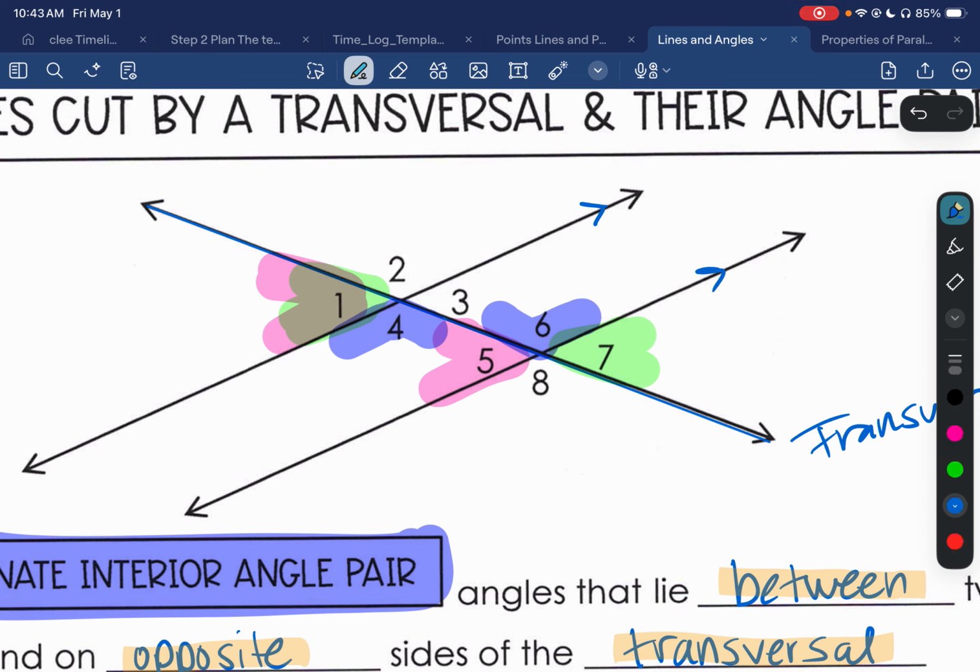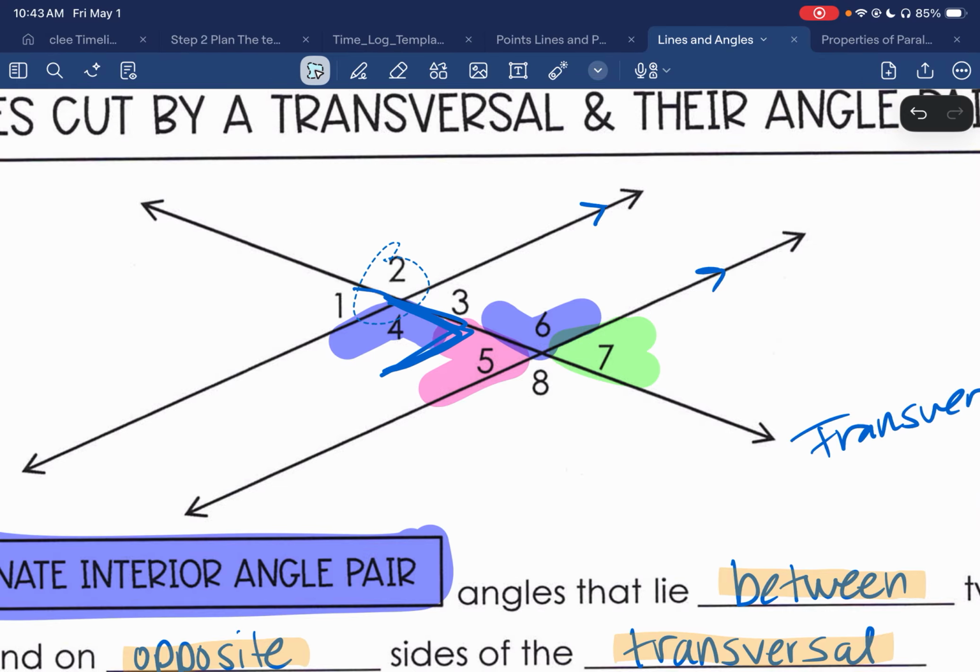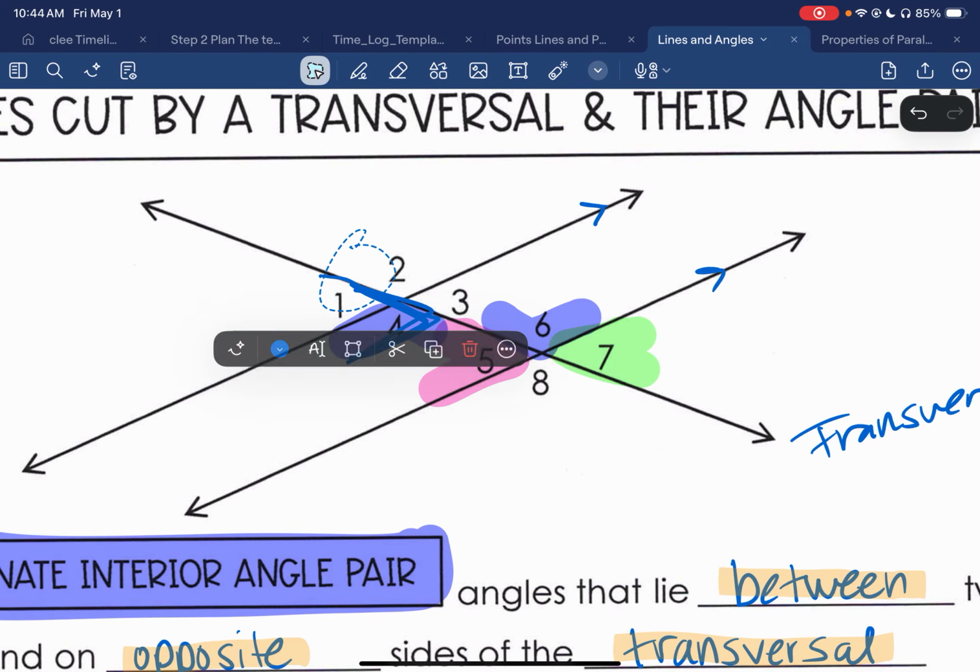The reason they're called corresponding, I'm going to have to erase this for a minute. You'll see right now. If I take this angle right here and drag it down, do you see how it matches up perfectly with that? Those are corresponding, meaning whatever this angle is, it's going to match here. Those are my corresponding angles.